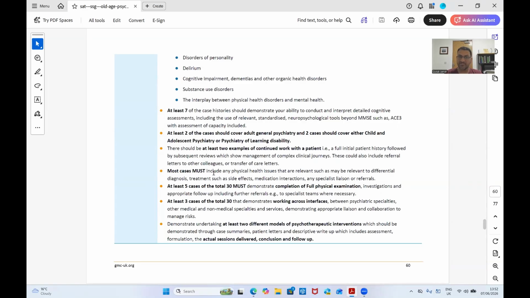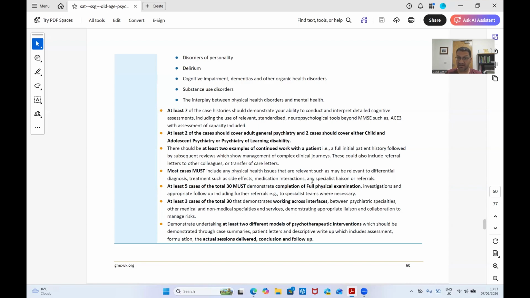It's mentioned here there should be at least two examples of continued work with the patient. Initial patient history followed by subsequent reviews which show management of complex clinical journeys. What I would suggest is maybe submit more than two, maybe five or more. And if you can, most of the cases which you submit, make sure that there is a clinical journey there, right from the beginning till the end: initial assessment, follow-ups, and then discharge. So that would be ideal. I would suggest it should be easily more than two where you're showing full cases.